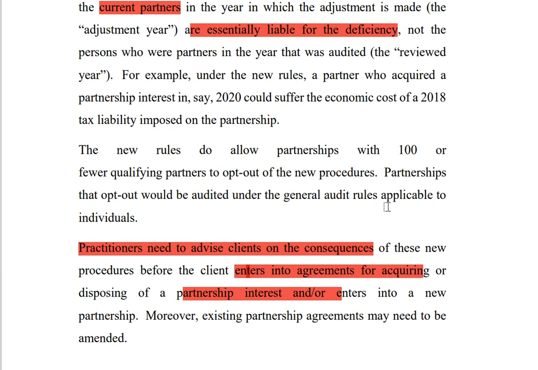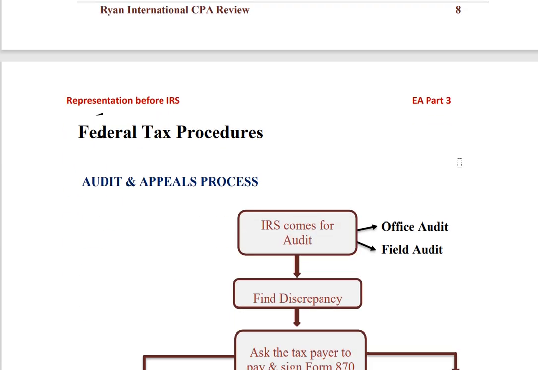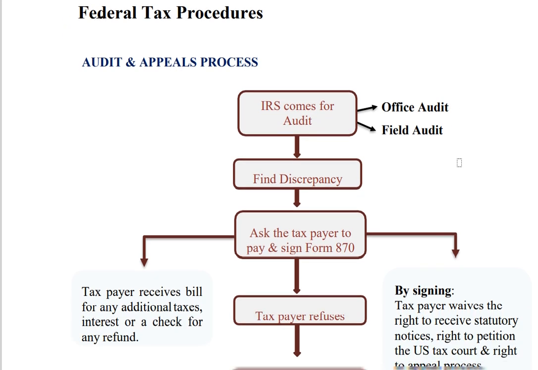The new rules do not allow partnerships to opt out of this particular TEFRA Act or Budget Act if you have more than 100 partners. You mandatorily will have to get into this. So let's visualize the tax procedures.